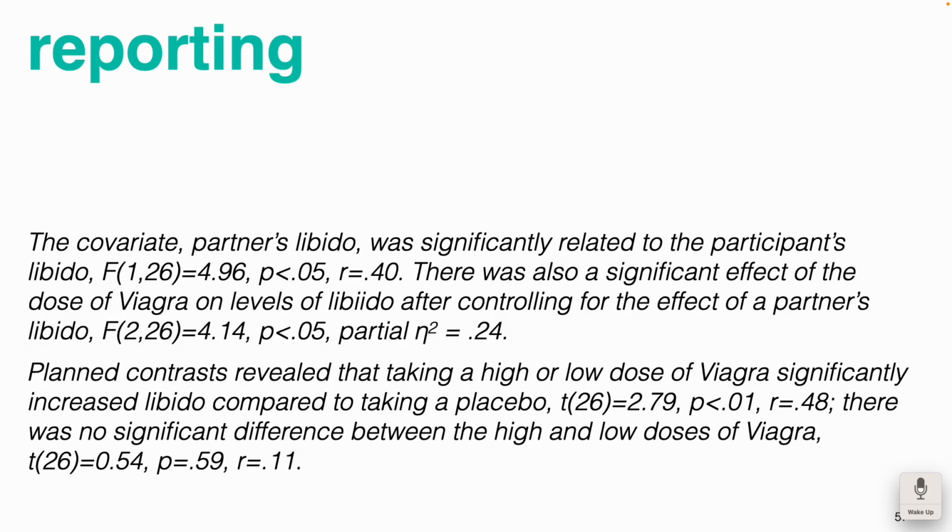Details in the textbook. The covariate, partner's libido, was significantly related to the participant's libido, and then you have an F test. There's also a significant effect of the dose of Viagra on all levels of libido after controlling for the effect of the partner's libido. Boom. And so I think this should be partial eta squared, actually, not r up top. So I think that's a typo. Or actually, no, r might be the correlation coefficient. Yes, correlation coefficient and then partial eta squared.